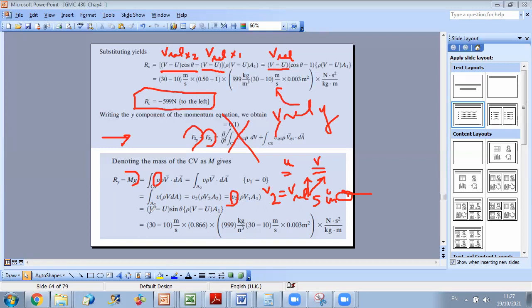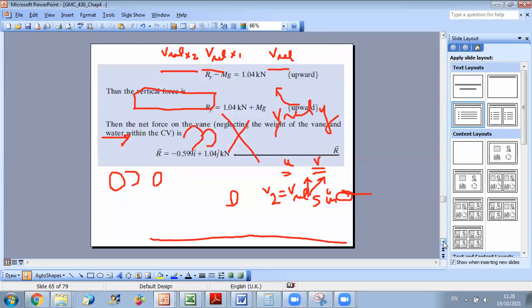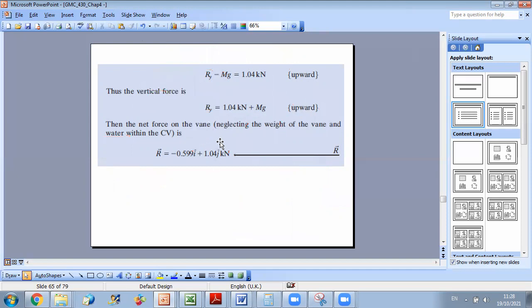By replacing V2 by V relative sin theta, we get the final result: Ry minus mg equals rho sin theta times A times V relative squared. Now we have all the parameters, we just have to replace, and this will allow us to find the value of Ry. This way we have calculated the support reactions needed to keep our vein moving at constant velocity. Okay. Any question on this problem? Okay.